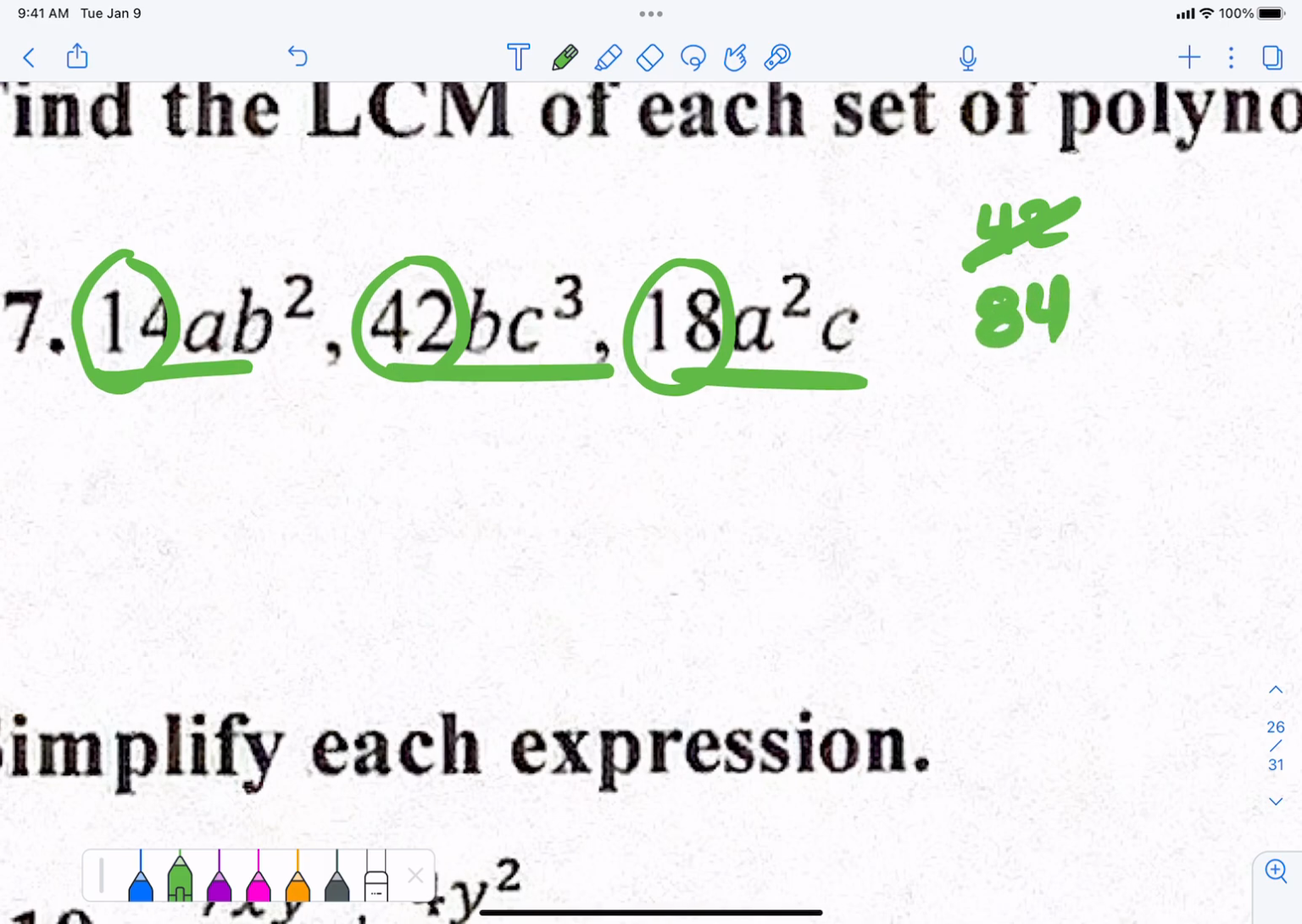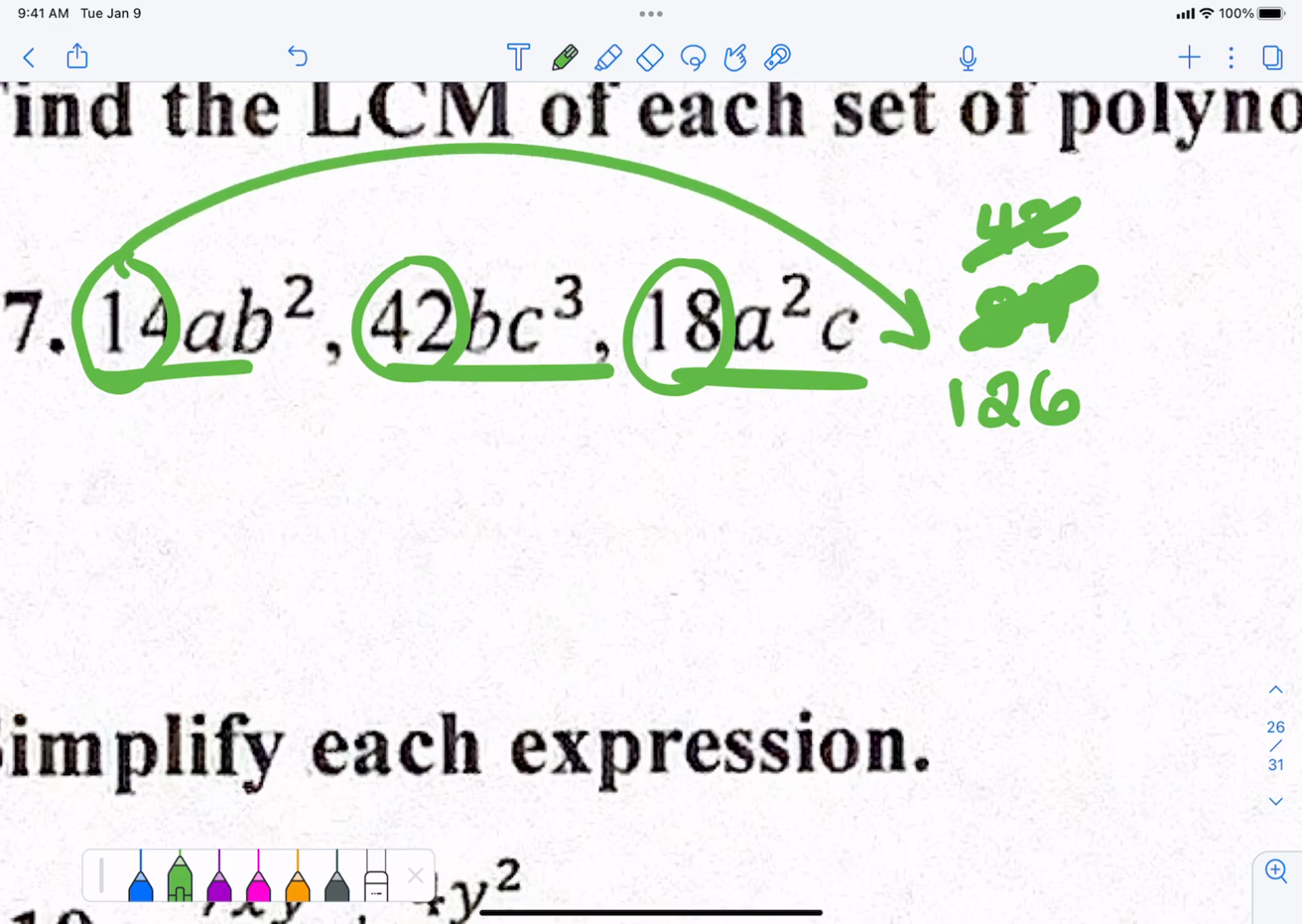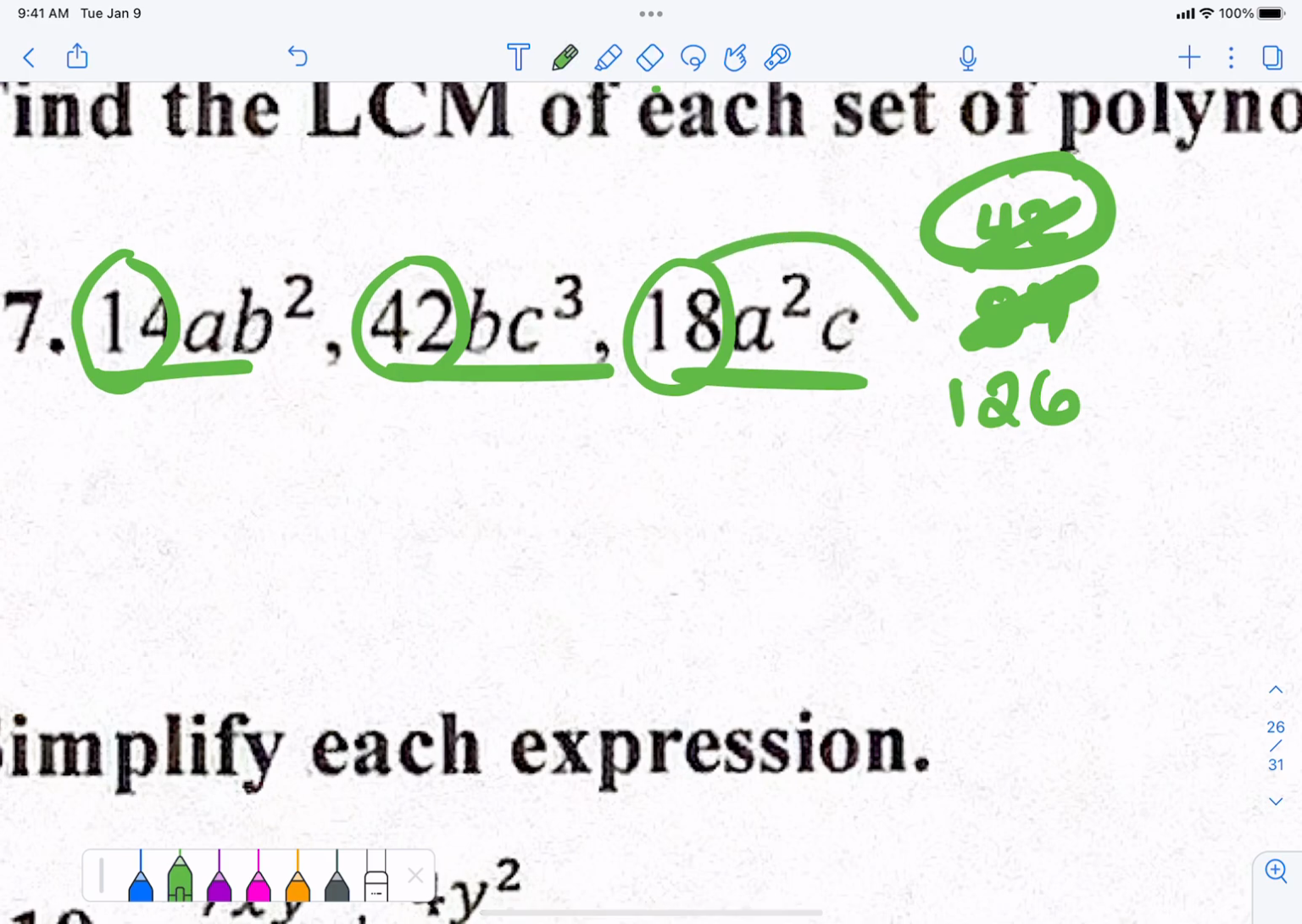84, right? 42 times 2 would be 84. Does 14 go into 84? 6. Yes. Does 18 go into 84? No. Okay. The next one up is 126. Does 14 go into 126? Yeah. FYI, if 14 went into 42, 14 is going to also go into 126, and 84. Does 18 go into 126? Hey, perfect. So 126 is our number.